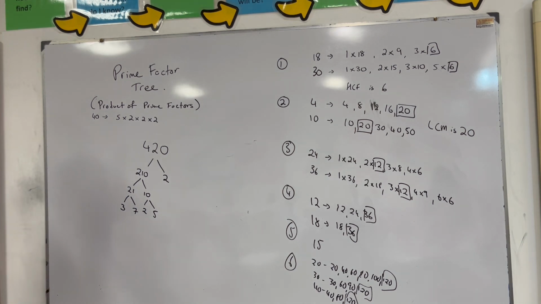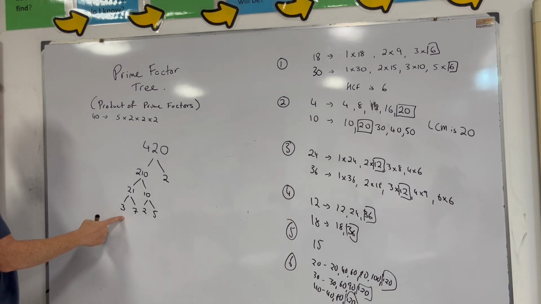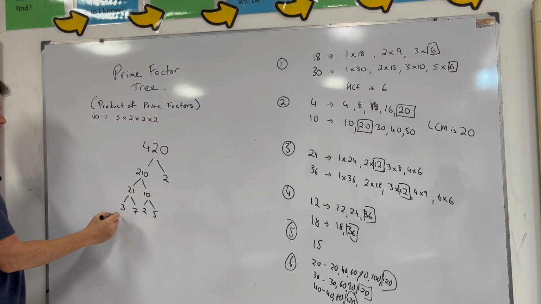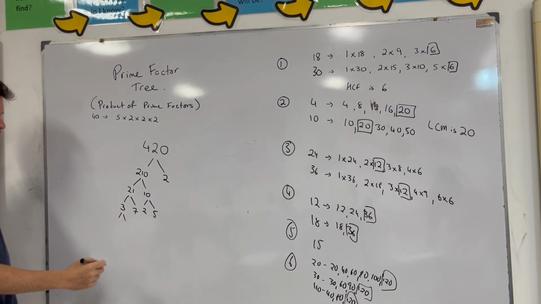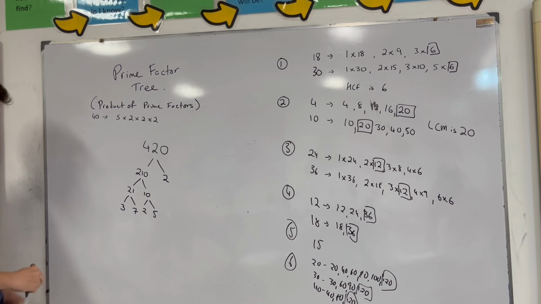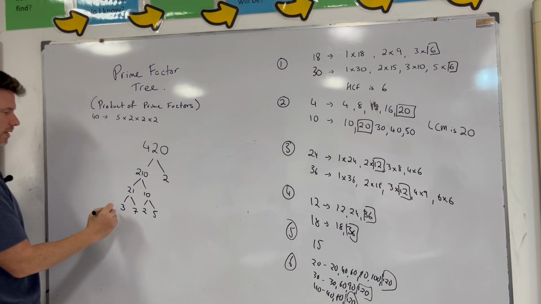I'm going to stop here. Why would I stop here? Well, I could keep going if I wanted to, but as soon as I get prime numbers, I'm looking for prime factors. These are all prime factors. I could keep going, but what's the factors of 3? Well, 3 and 1. And you see, it would just go in an infinite loop of going 3 and 1 forever. So instead, I go, right, these are the prime numbers that multiply to give that.